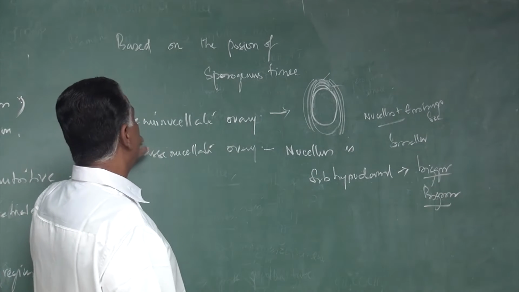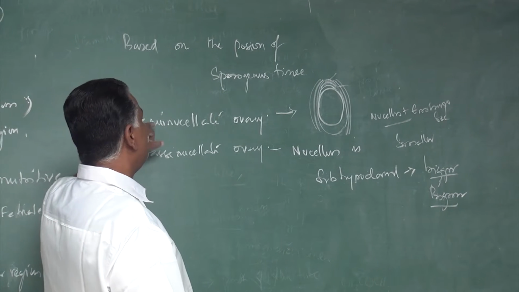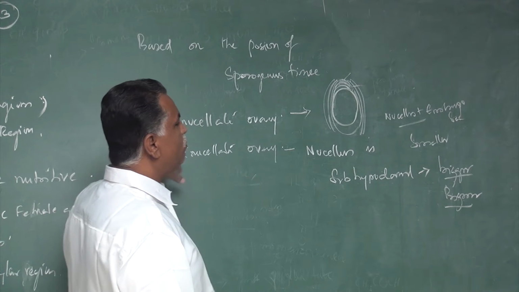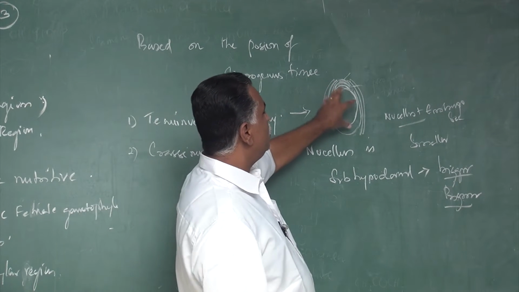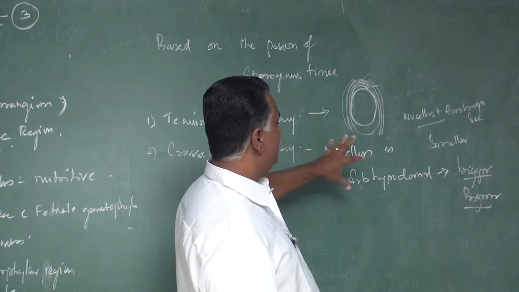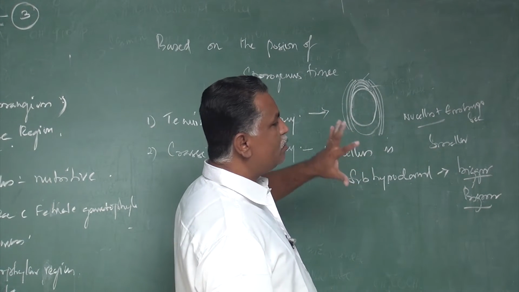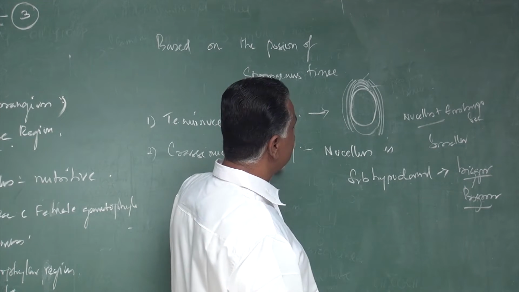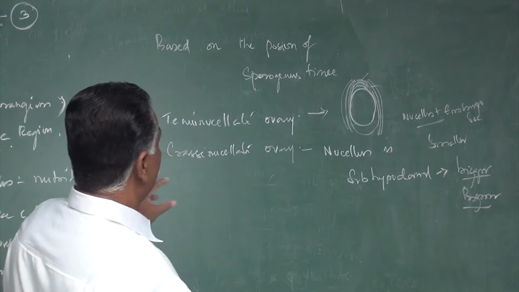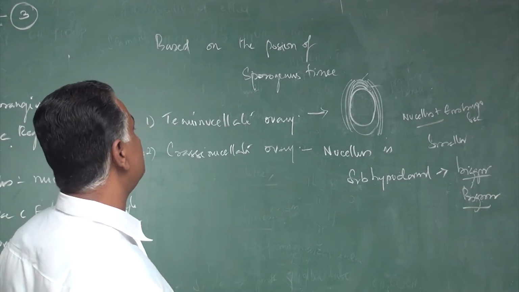So there are two types of ovule. One is the tenuinucellate ovule, another is the crassinucellate ovule. In the tenuinucellate ovule, the nucellus and embryo sac are smaller in size. In the crassinucellate type, the nucellus and the embryo sac are bigger in size. In most cases, the crassinucellate type is found. This is a classification based on the development of the nucellus inside.